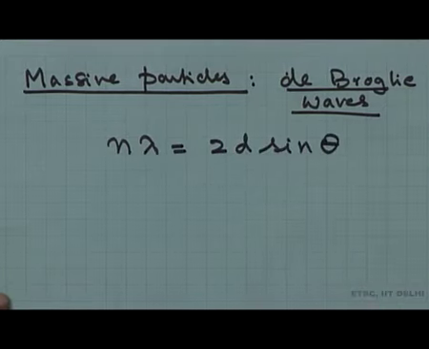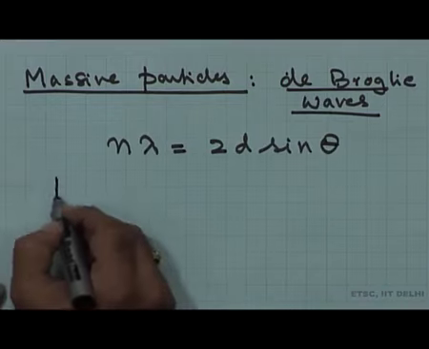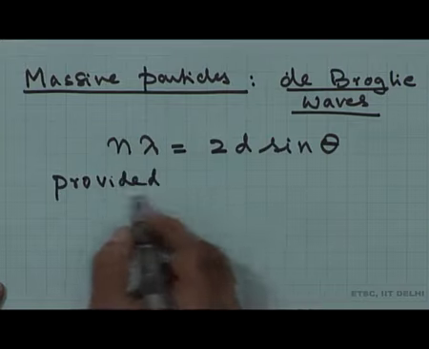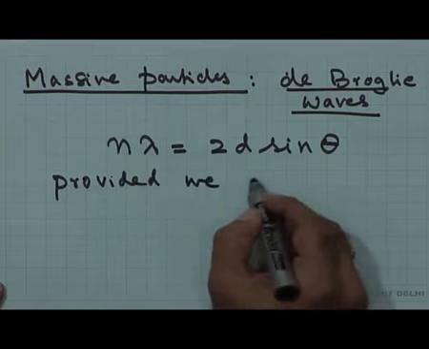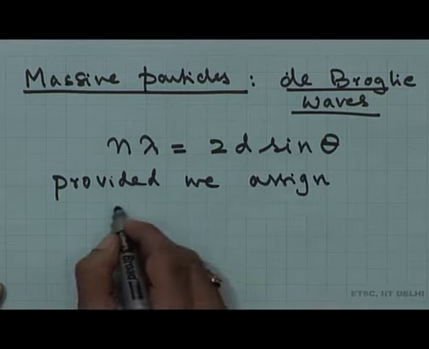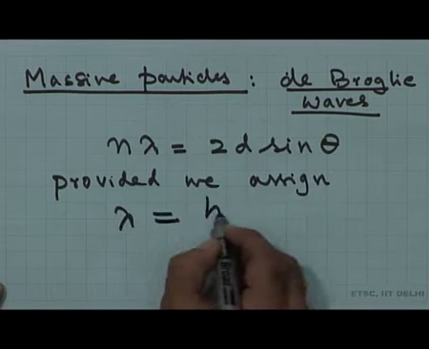I already argued how this equation comes about in the previous lecture, provided, and that is the most important thing, the results agree with this, provided we assign lambda to be equal to h by p.